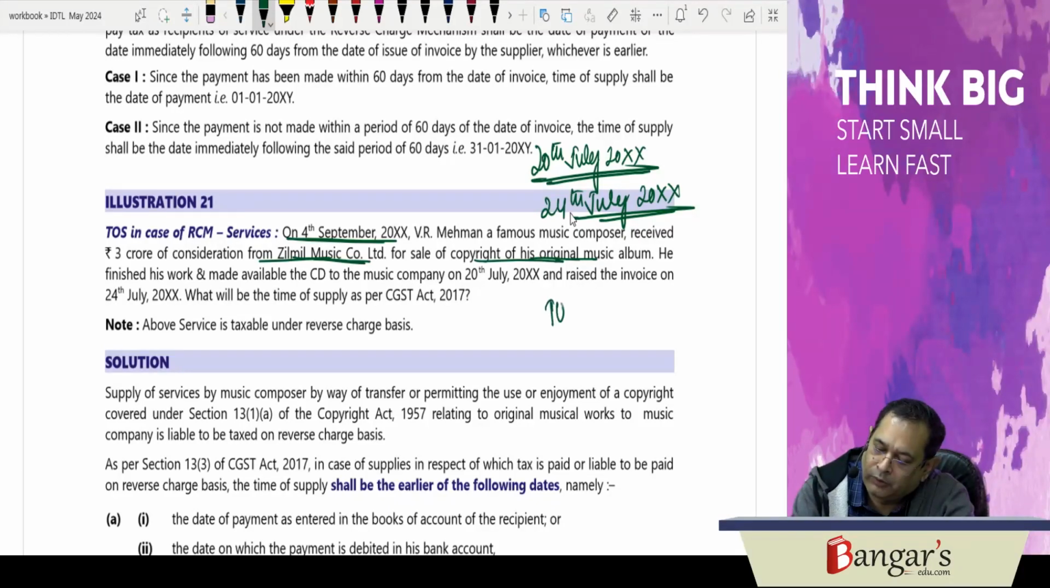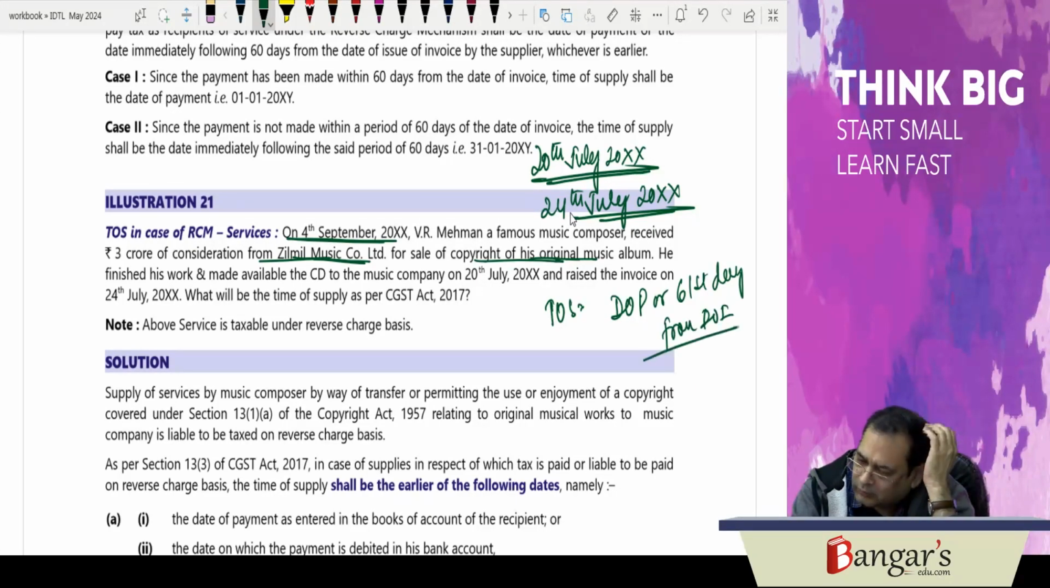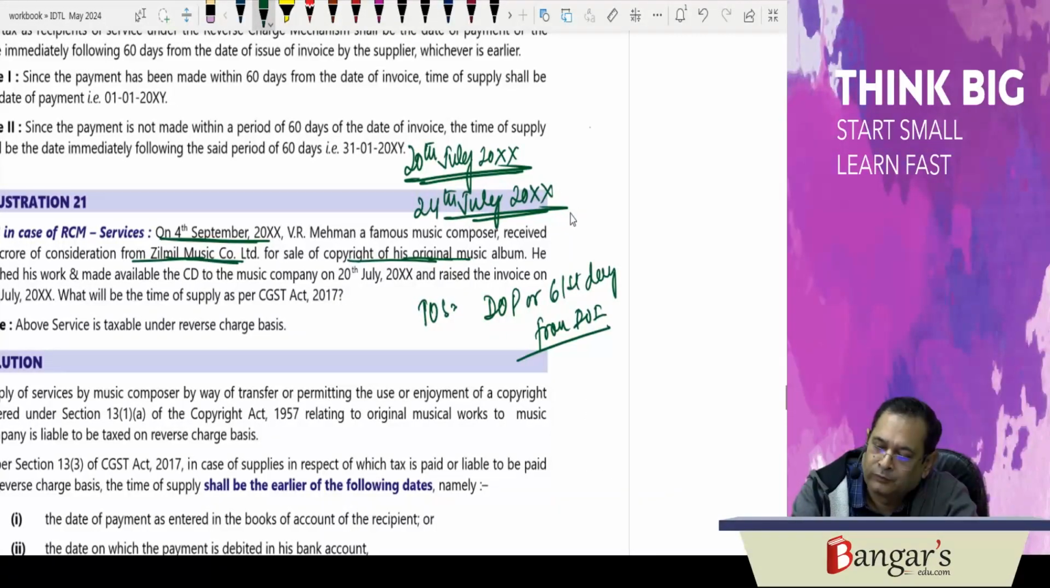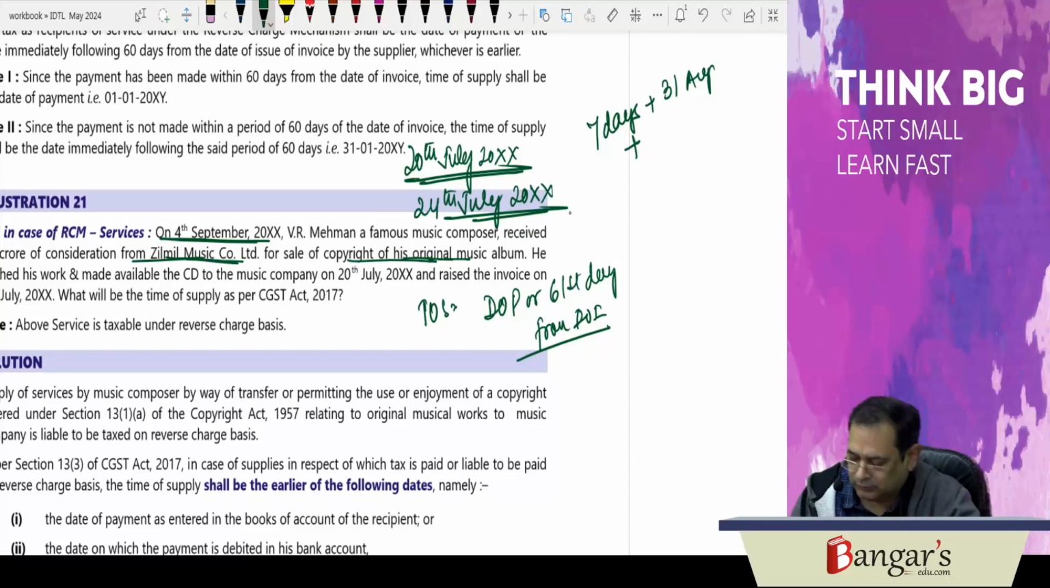So time of supply will be what? In this particular case, the time of supply will be the date of payment or 61st day from date of invoice, whichever is earlier. So 24th of July, 7 days for July, 31 days for August, and for September, 60 minus 38, it is 22nd of September.